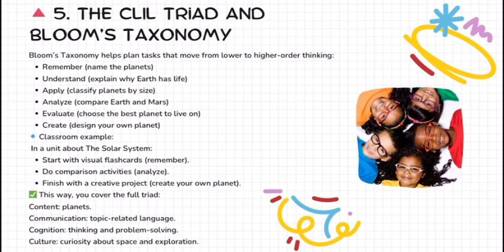Classroom example. In a unit about the solar system, start with visual flashcards. Remember. Do comparison activities. Analyze. Finish with a creative project: create your own planet. This way, you cover the full triad. Content: planets. Communication: topic-related language. Cognition: thinking and problem solving. Culture: curiosity about space and exploration.